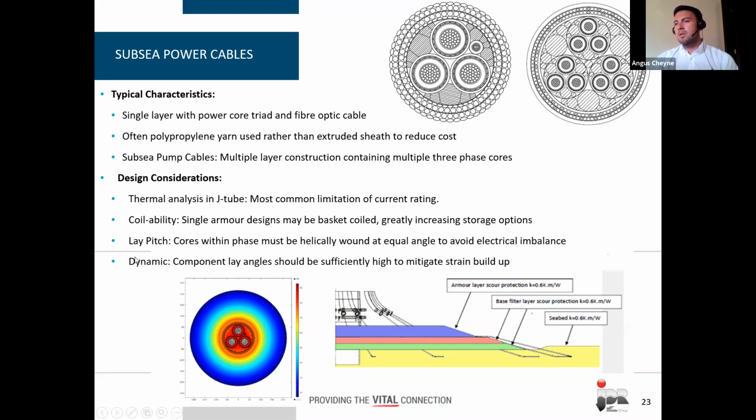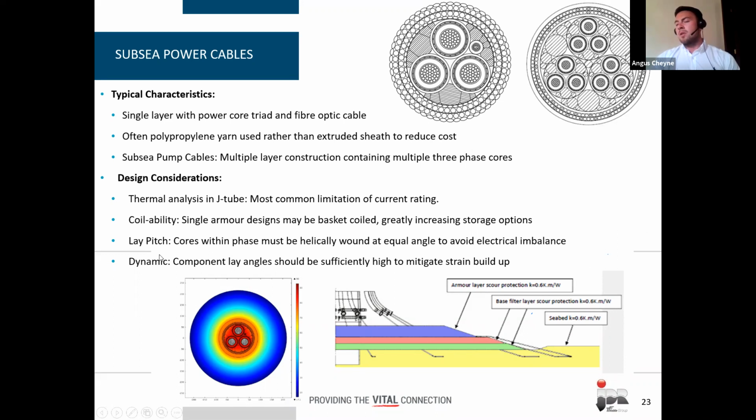Another key consideration is coil ability. If we have a single armor cable design, because of the triad manufacture, this can actually be coiled in a basket without the use of a powered carousel turntable. So that greatly increases the storage options for vessels and for us as a manufacturer.